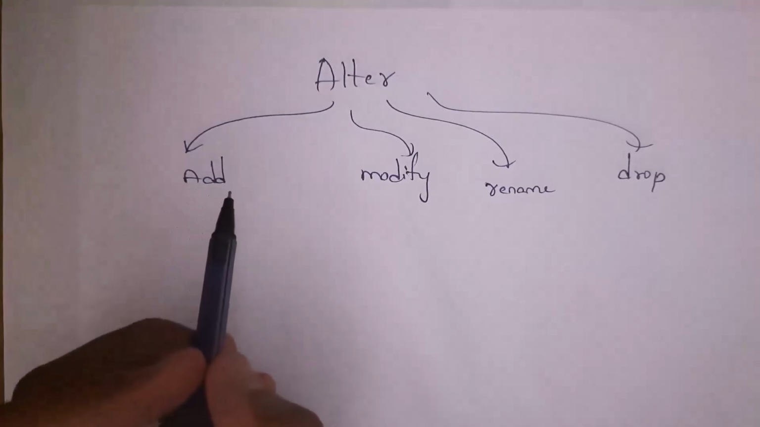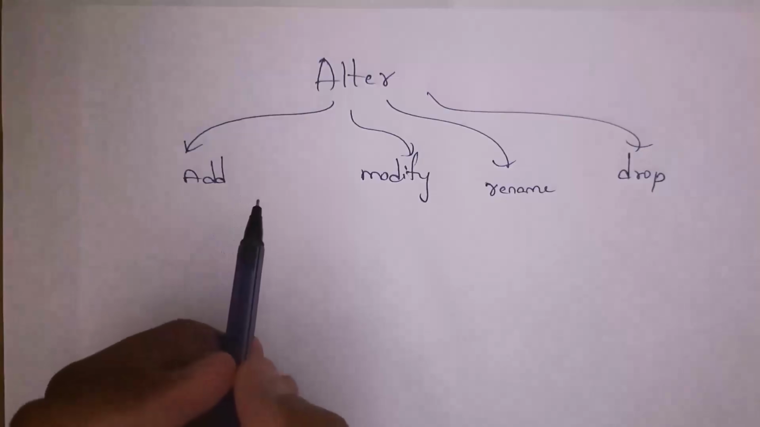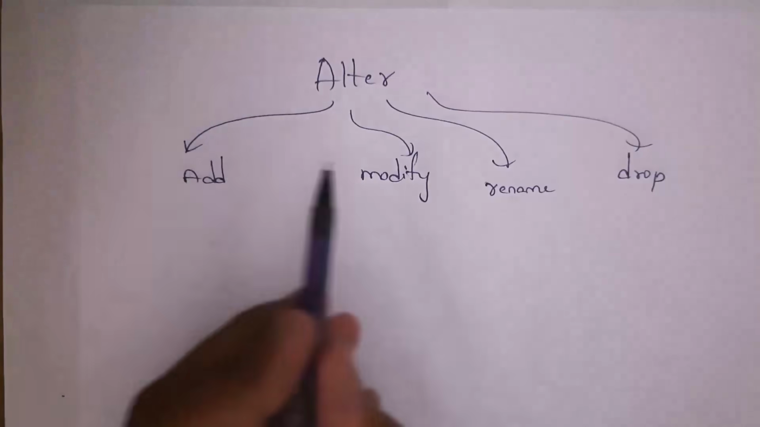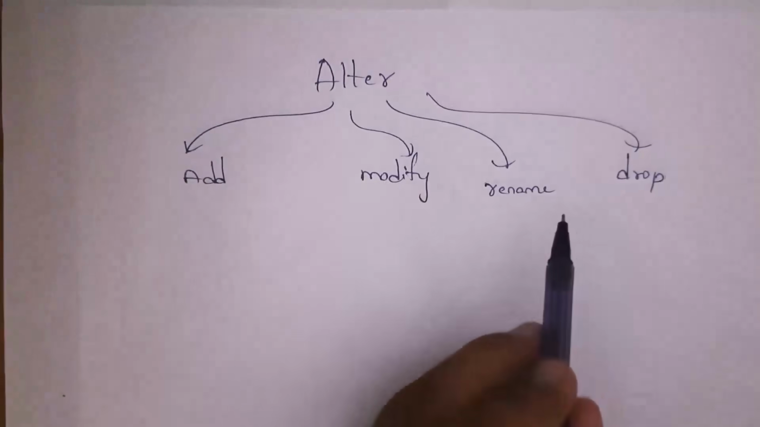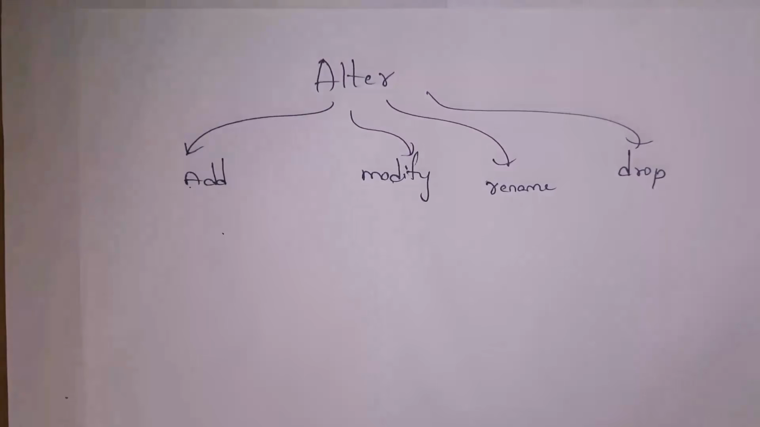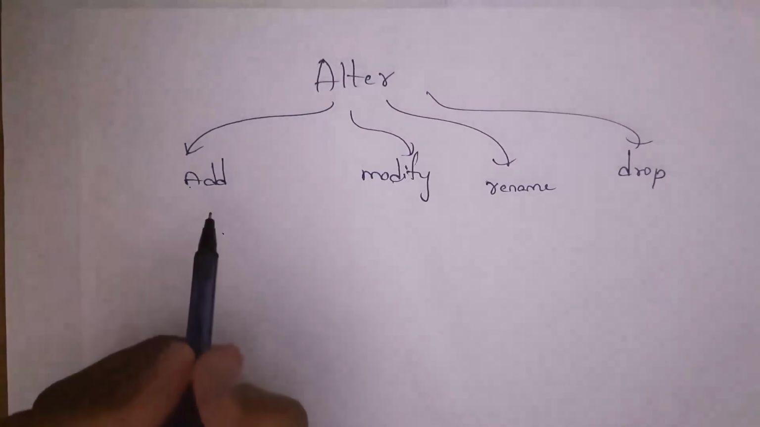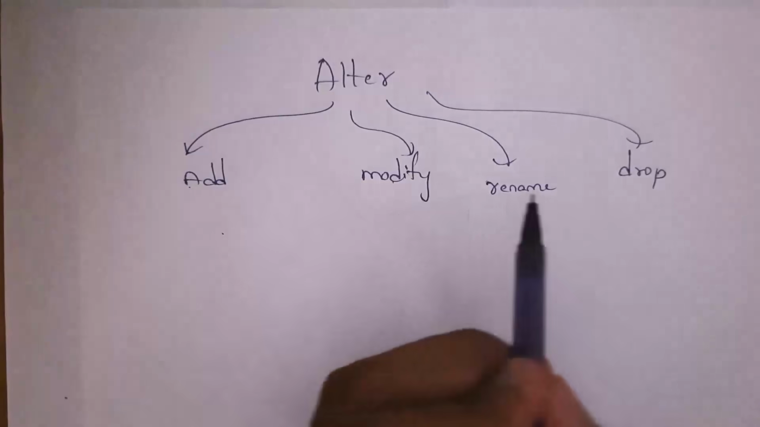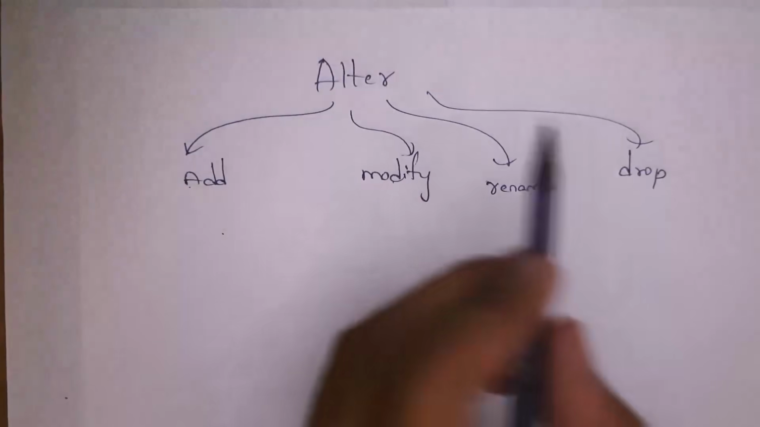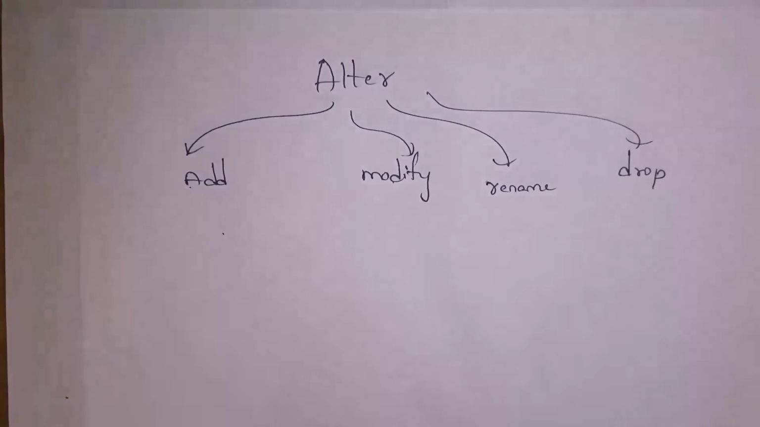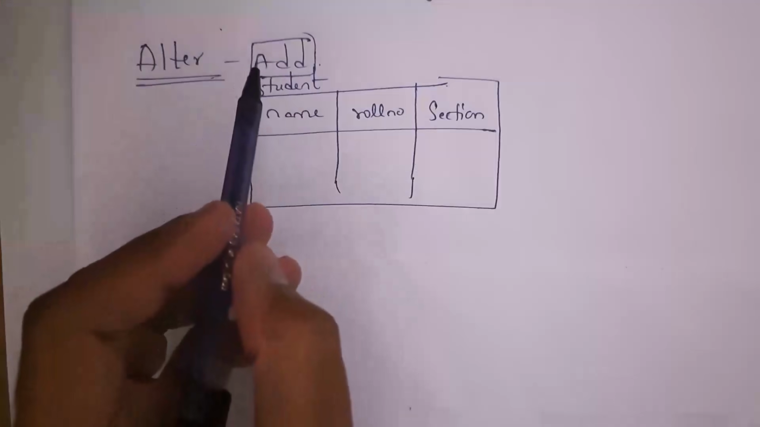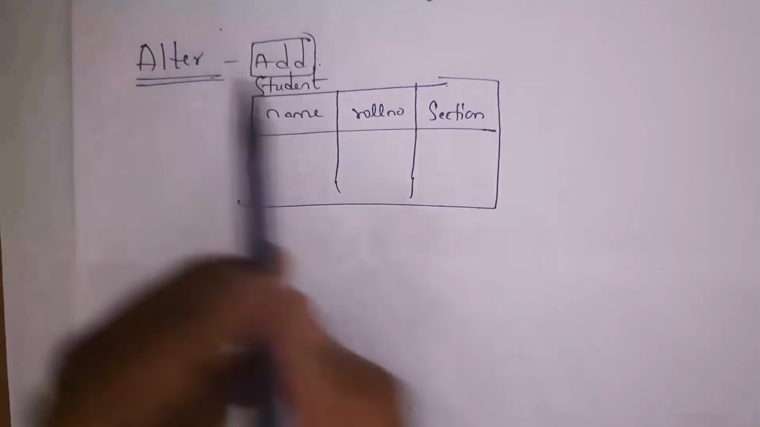Guys, by using the alter command, we can perform various operations on columns. These are 4 basic operations that we can perform on columns by using this alter command. We can add columns, we can modify columns, we can rename column names, and also we can delete columns. I will explain all these operations by giving examples. At first, I will explain how to add a new column by using the alter command.